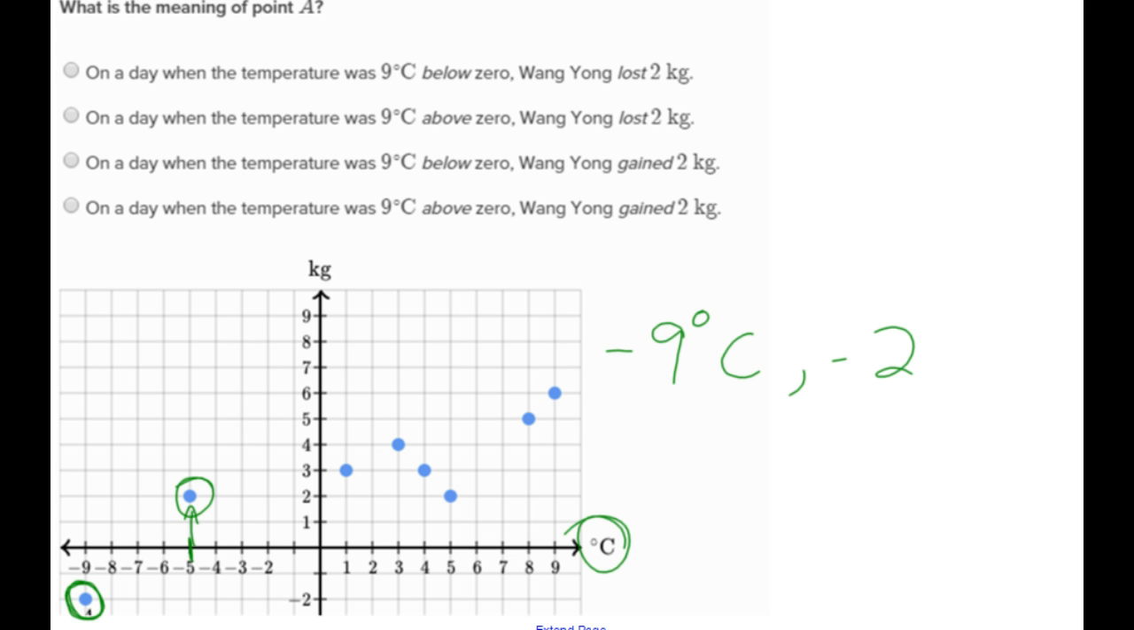-2. So I'm looking for, on a day when the temperature was 9 degrees Celsius below 0, above 0 doesn't work, below 0. Okay, and it's minus, so it must be he lost. So he lost 2 kilograms. He did not gain. So your answer is the first one. And that's the process you go through for the problem. All right, let's take a look at another one.